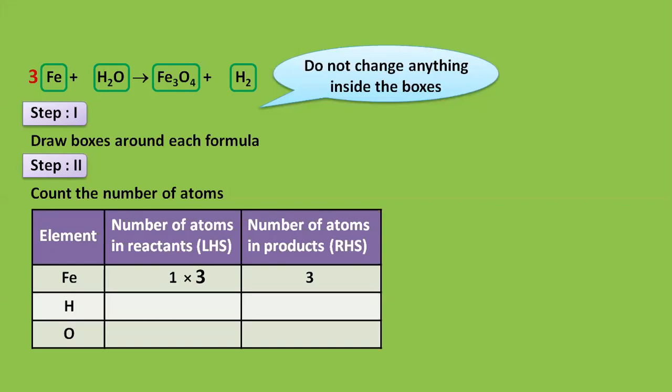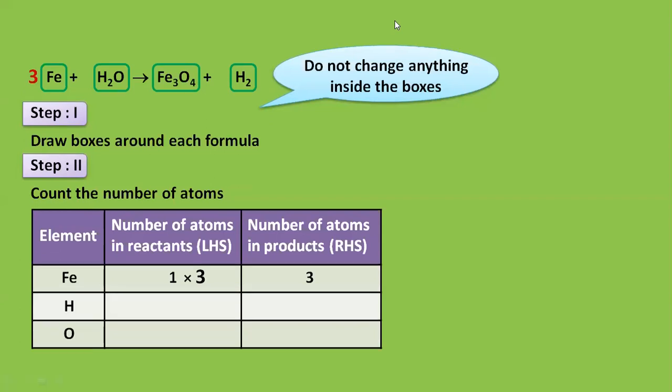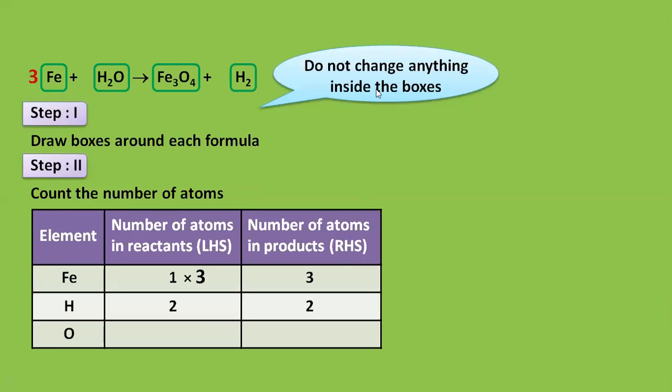Are you able to understand how we are doing balancing, my dear students? Yes, everyone. What did I do? Initially, Fe was only 1 on the left hand side and Fe was 3 on the right hand side. How did we balance? By multiplying it by 3. Now the next element, hydrogen. How many hydrogen do I have on the left hand side? It is 2. And on the right hand side, again it's 2. So is there any need to balance this? No. Hydrogen is already balanced because on the left hand side I have 2 and on the right hand side I also have 2. So let's move on to the next element.